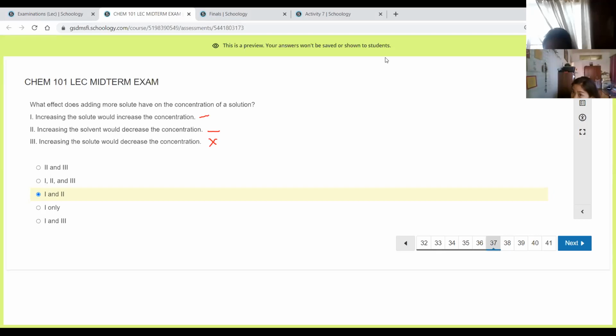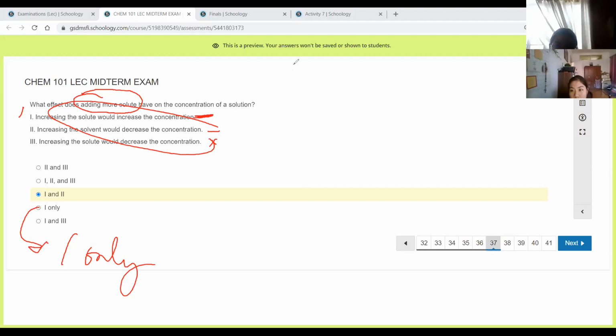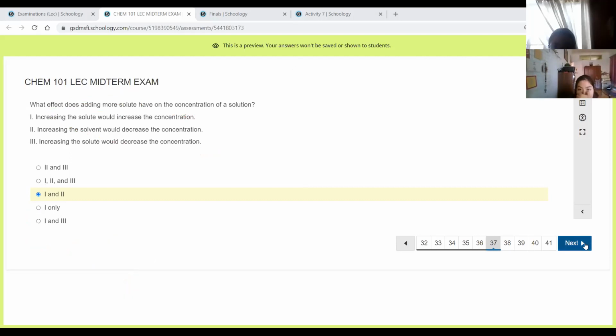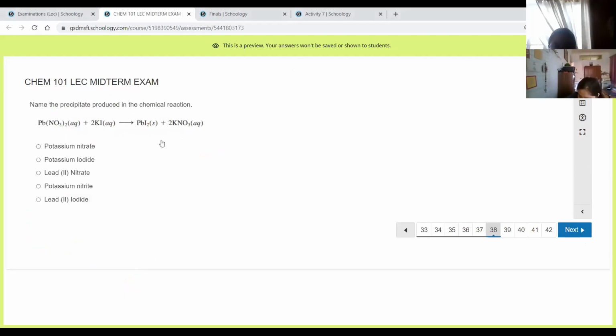Okay, but actually I have a problem with this because the question is on the solute. Adding more solute, what effect does it have on the concentration? Since the question is just asking about adding more solute and what will happen to the concentration, most likely the correct answer is 1 only. Statement 2 is about the solvent; though that is also a correct sentence, it is not the correct sentence the question is looking for. So if you answered 1 only, I'll consider that. Please take note.